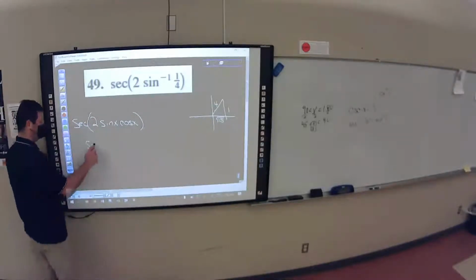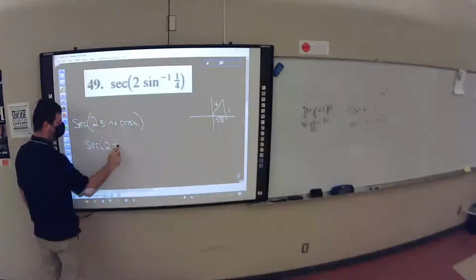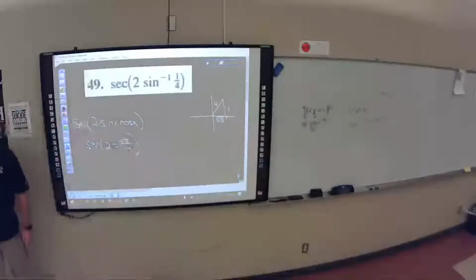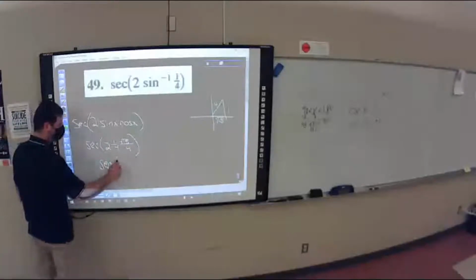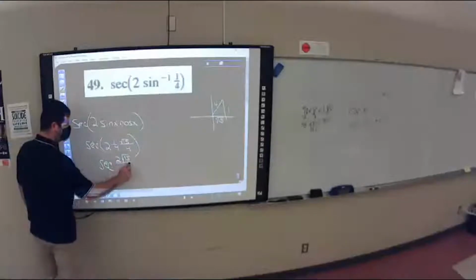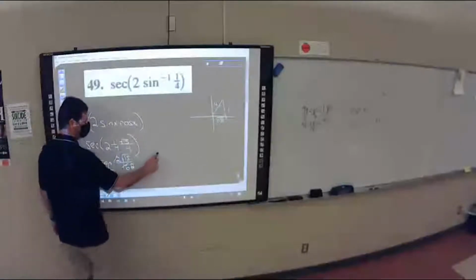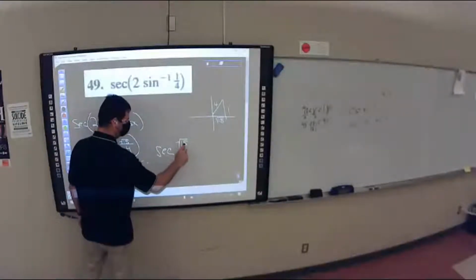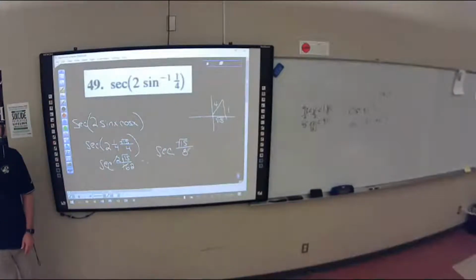Which is secant of 2 sine x is 1/4. Cosine of x is square root of 15. Which gives me secant of 2 root 15 over 16. I hope I'm going about this right. Secant root 15 over 8. I don't know what the answer is. Is that the answer or?